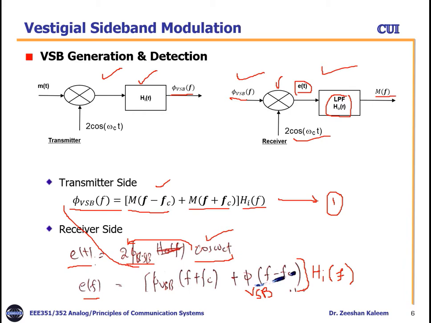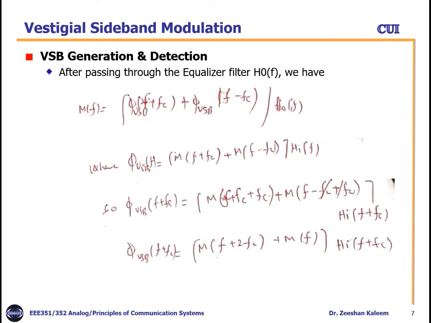This is the output filter. After passing this, we will get the message signal. So how does this H0(f) look and what should be the transfer function, let's calculate in the next slide. After passing through the equalizer filter, H0(f) is called the equalizer filter because it will equalize and we will extract the original message out of the φVSB signal.